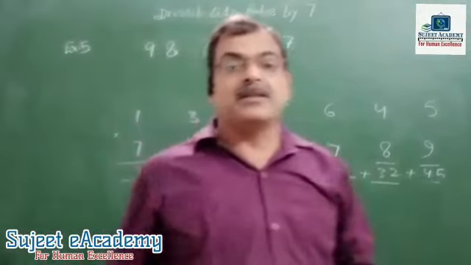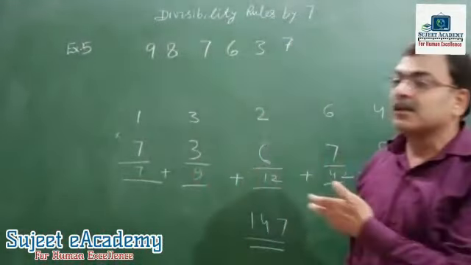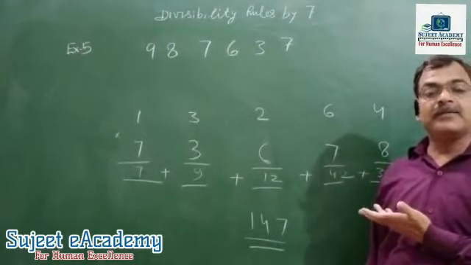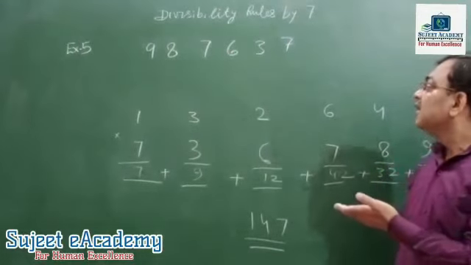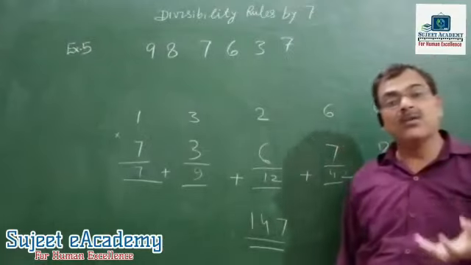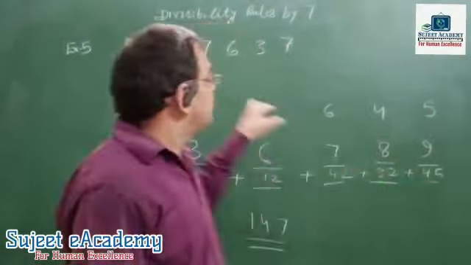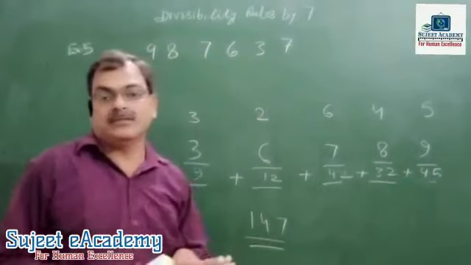So these are the 5 methods to check whether a number is divisible by 7 or not.